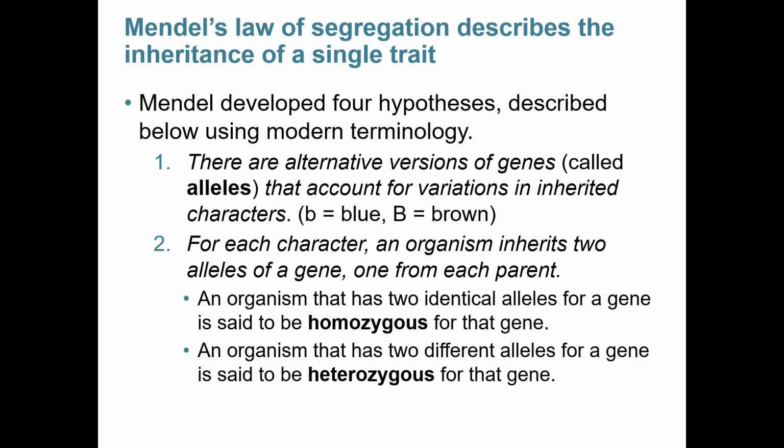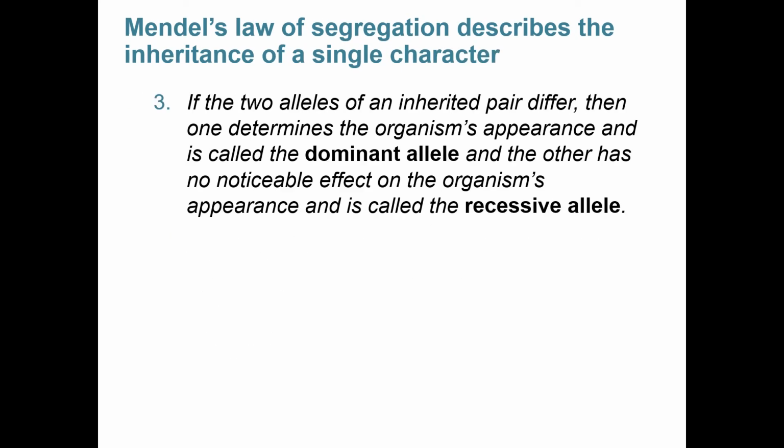For example, an organism that has 2 identical alleles for a gene we call homozygous, and an organism that has 2 different alleles for a gene we call heterozygous. Mendel also came up with a hypothesis for how alleles interact. His idea was that if 2 alleles are different from one another, the allele that is seen is the dominant allele, and the one that is not seen is the recessive allele.